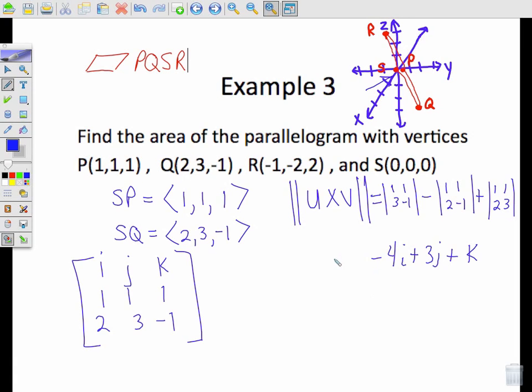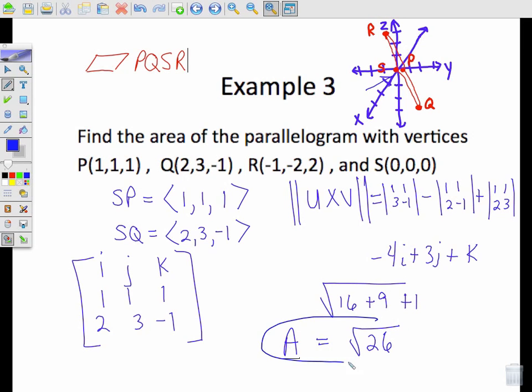Now the magnitude of it. Okay, the magnitude of that would be the square root of 16 plus 9 plus 1. So this is the square root of 26. Your area is the square root of 26 units squared. Square units. All right, so there you have it.